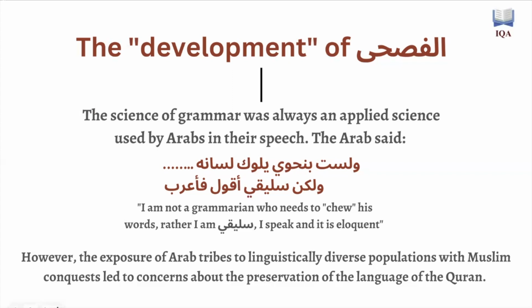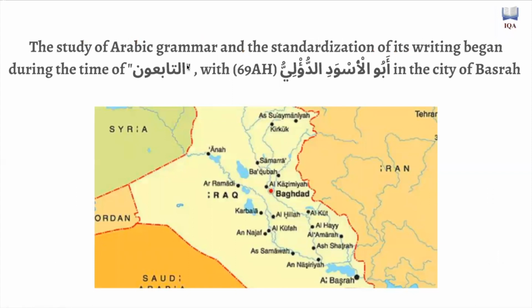So this is when we start seeing the study of Arabic grammar and the Arabic language in general, and the standardization of its writing began during the time of the Tabi'un. Tabi'un is the generation that comes right after the disciples of the Prophet Muhammad. So those that came right after that generation, a second generation of Muslims, if you will, are what we refer to as the Tabi'un.